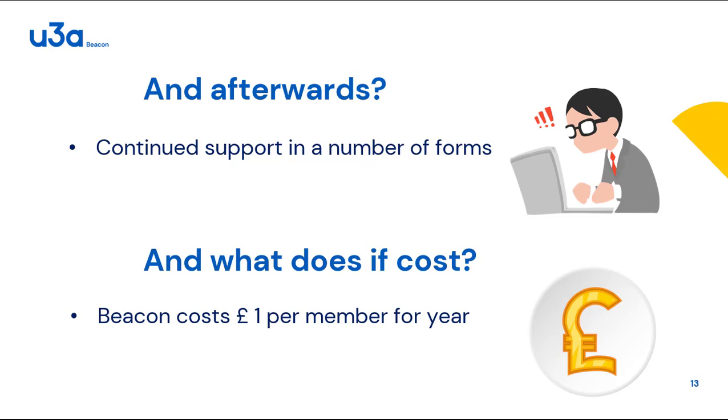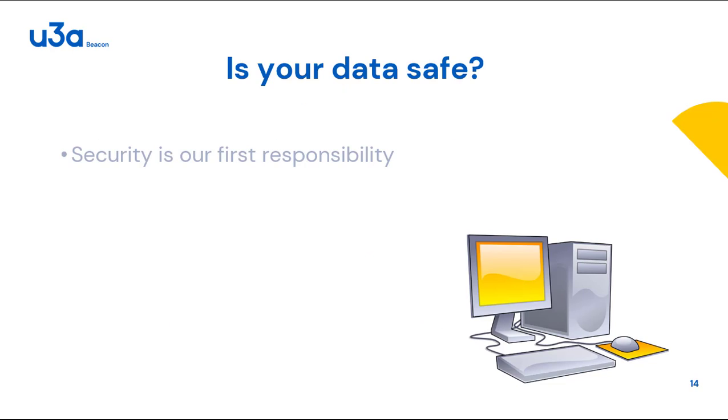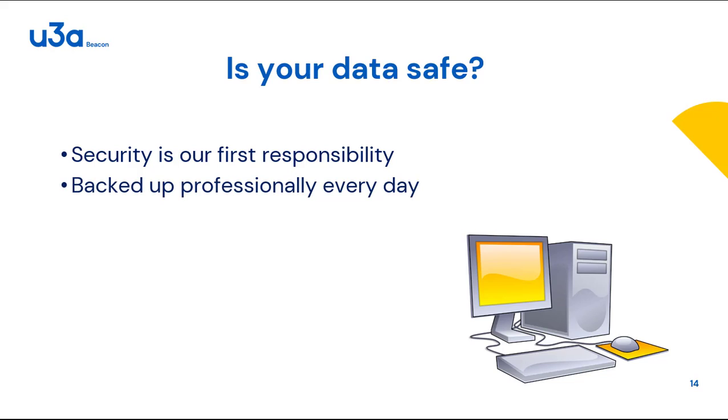The cost is £1 per member per year, counted pro rata from when you go live and then annually from the end of March. The price will not go up, and as more U3As use the system, we hope it can come down. Keeping your data safe is our prime concern. Your data is backed up professionally every day and to 2 physically separate servers. All your data is also encrypted.